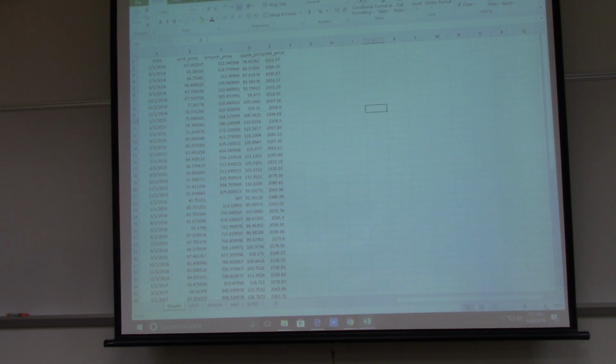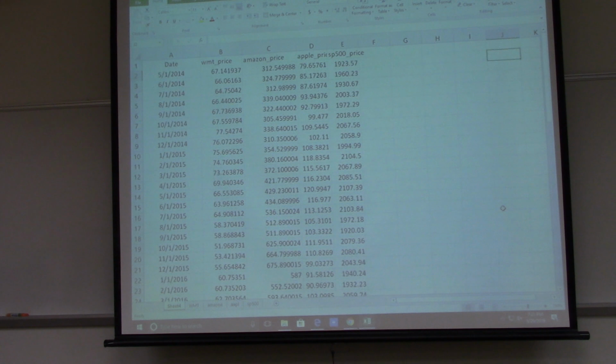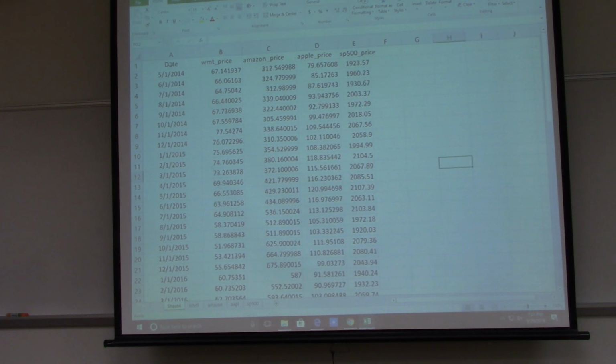Okay, so you should have a table like mine. So let me just give some colors to that. And then next thing we'll do, we will calculate the returns, monthly stock returns.